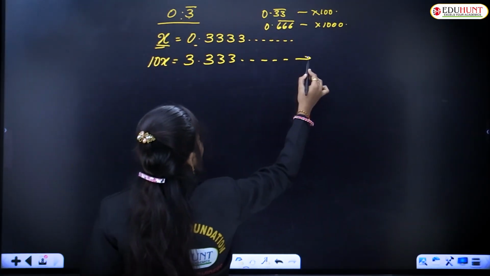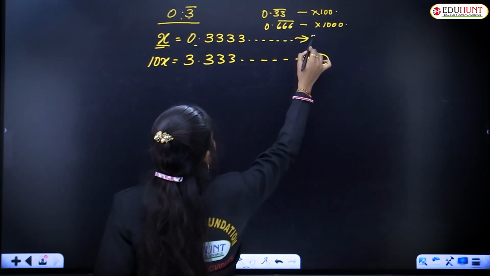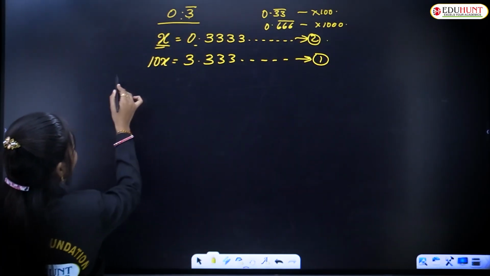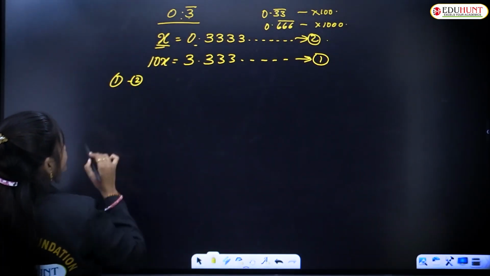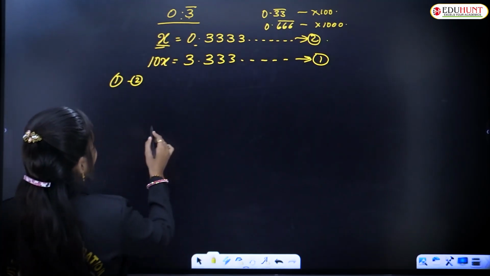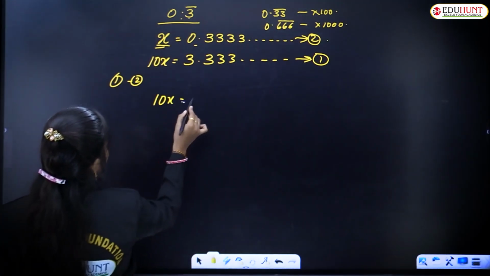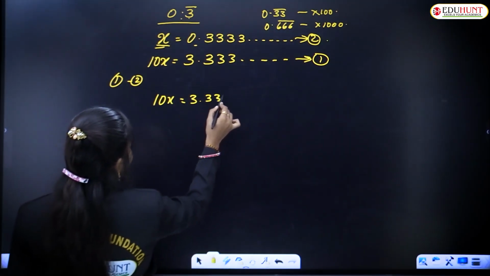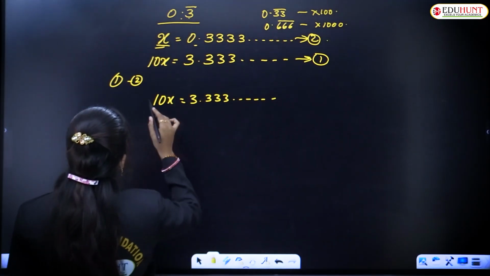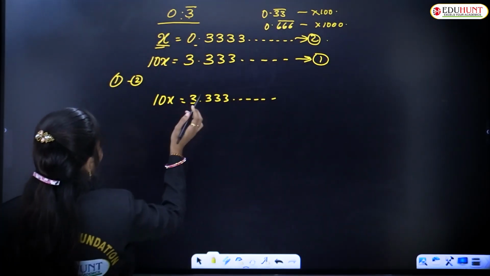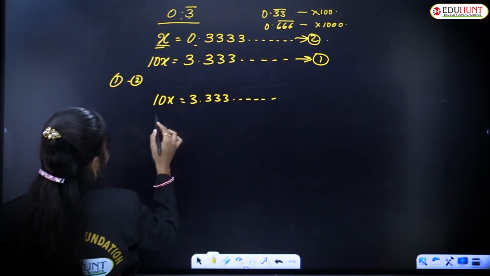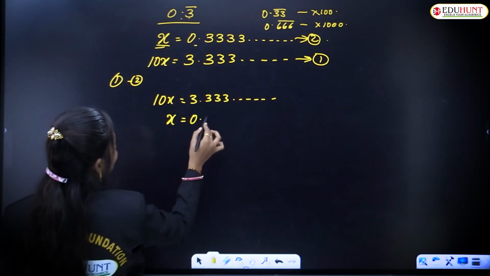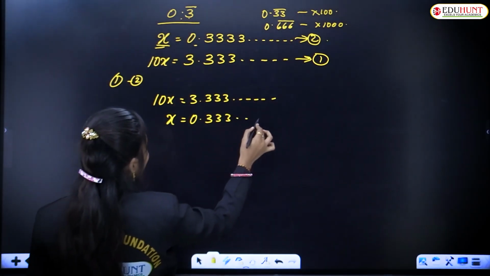Okay. So this is equation number 1. And this one I am going to take as 2. So here I want to do 1 minus 2, subtraction. So here 10x is equal to 3.333 and so on. And this is the one, and the second equation, x is equal to 0.333 and so on.